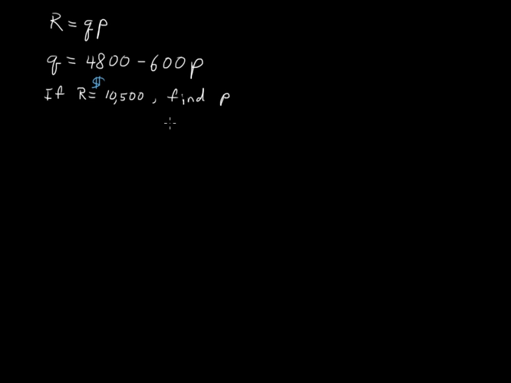Well, to do that, we're just going to plug and chug. We're going to plug some numbers in and then solve for P. So the 10,500 is the revenue, so we'll put that there. 10,500. And that equals Q times P.